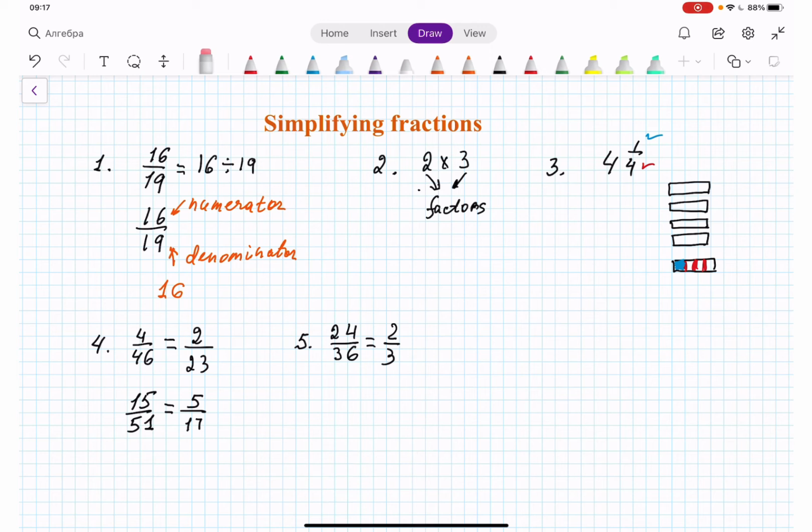Okay, question number 6. What do we have here? Simplify 30 over 39. Well, I'm looking at 30 over 39. I can see that both of them I can divide by 3. By 2 you can't divide because 39, 9 is not divisible by 2. So 3. 30 divided by 3 is 10. 39 divided by 3 is 13.